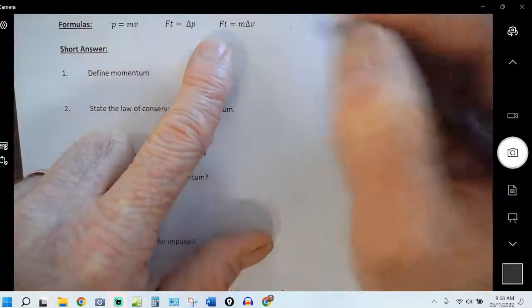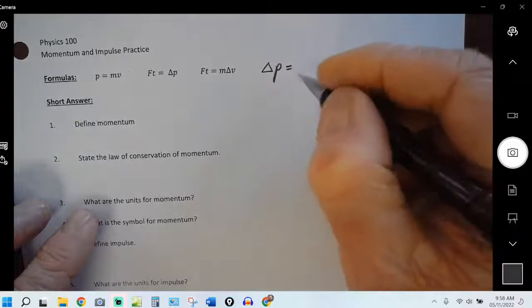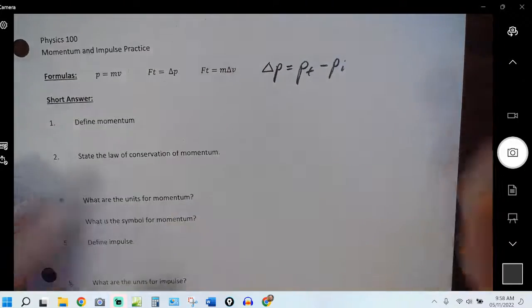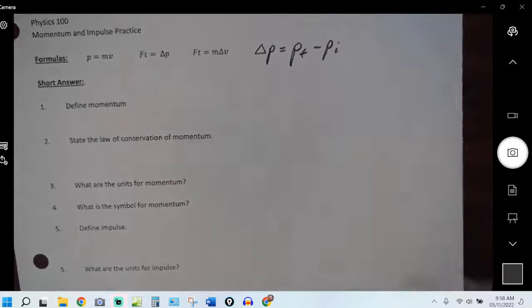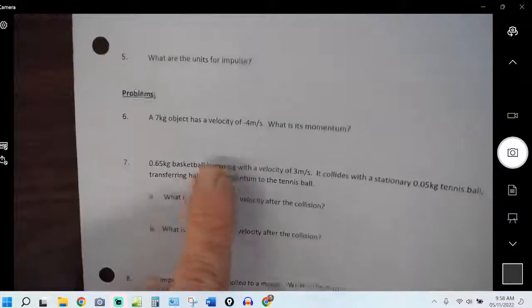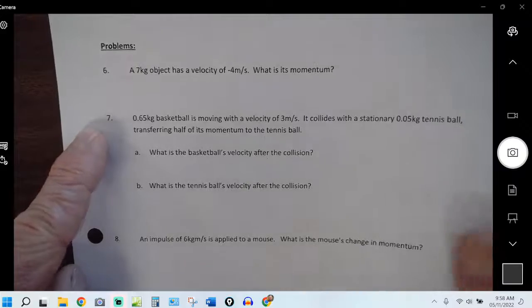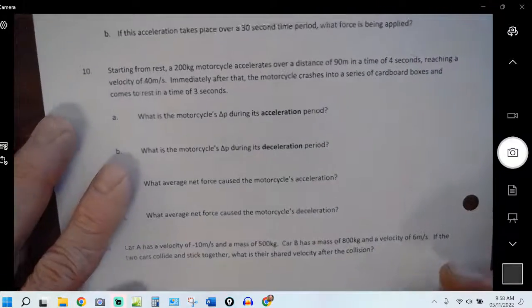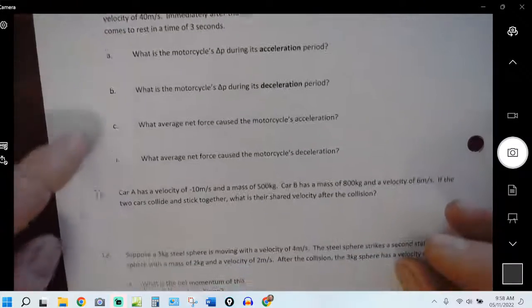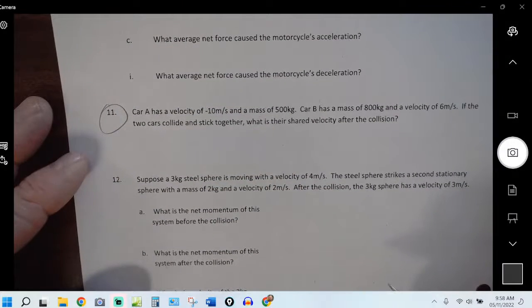I'm going to add in another formula here that I should have given you, although I don't think you necessarily need it. Change in momentum just equals final momentum minus the initial momentum. That's just kind of a straightforward one. These are right in the notes. These momentum problems start out kind of easy, although 7 you might find that kind of tricky. 9 isn't too bad. It's like something we just did. 10 isn't so bad. 11, I want to do this one on the board.